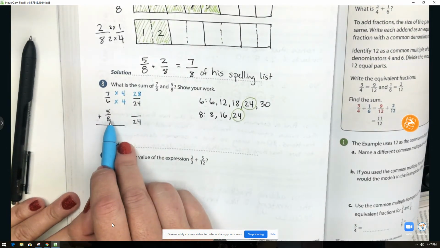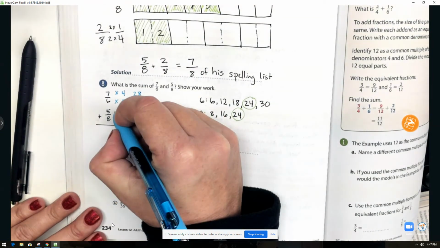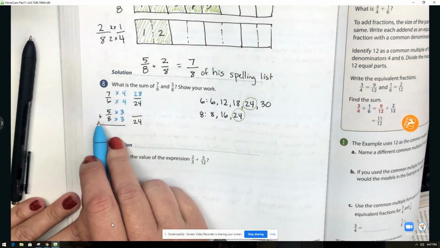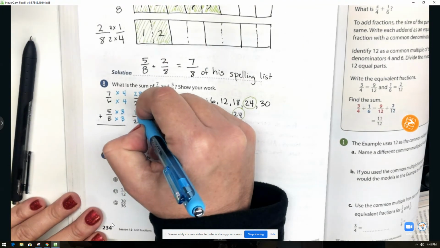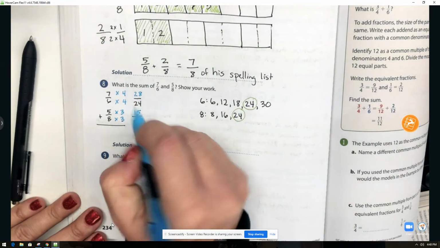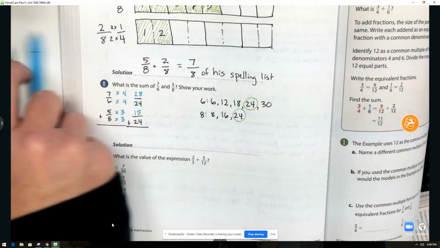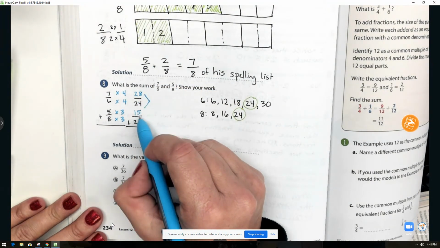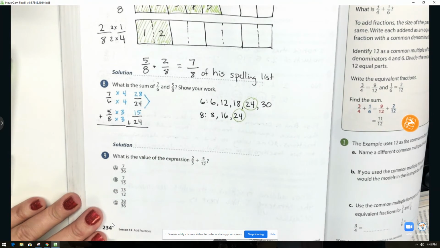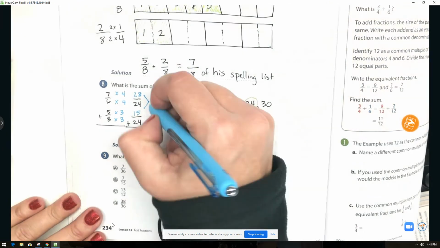Then I'm now going to find out, what do I multiply 8 by to get 24? Well, I multiply 8 times 3. So if I multiply the 8 times 3, I have to multiply the 5 times 3 as well. 5 times 3 is 15. So now that I have common denominators, all I need to do is add my two numerators together. 28 plus 15. I happen to know that that is 43. So I'm going to write that as 43.